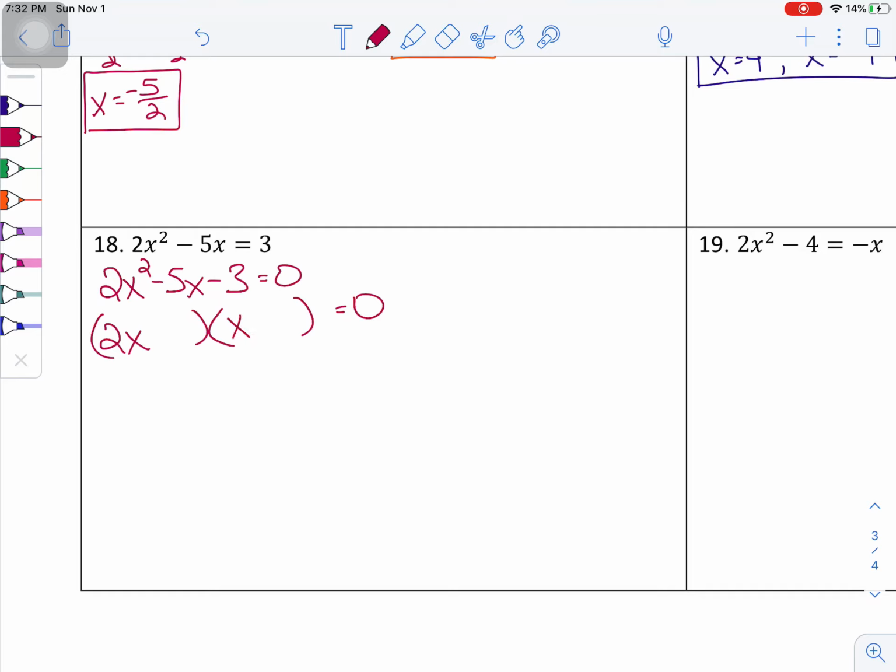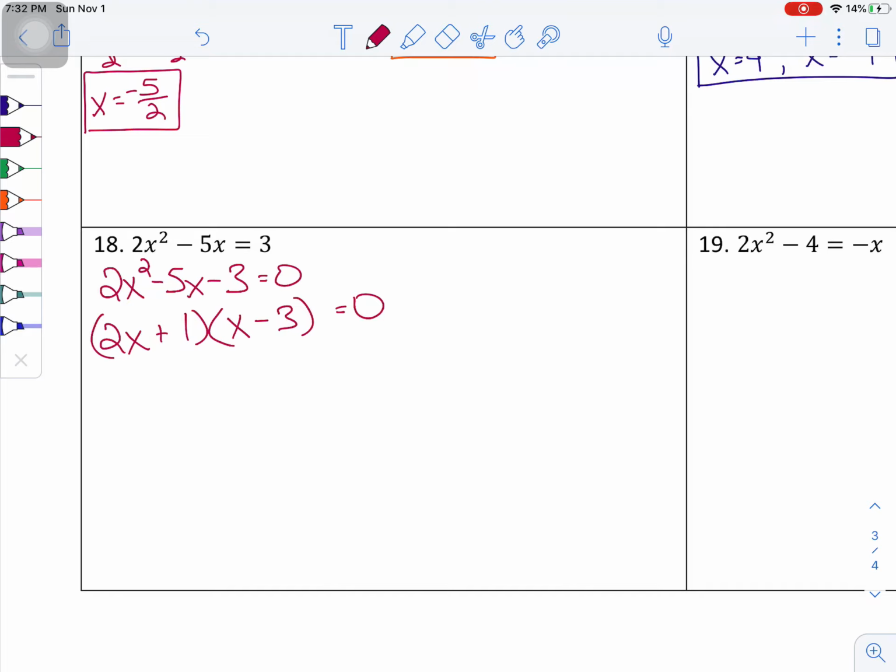Now my factoring, I use guess and check. If you're not a big fan of guess and check, then you can absolutely use the AC method or advanced factoring. All right, quick check here. 2x times x is 2x squared, minus 6x plus 1x is negative 5. All right, so those are my two factors.